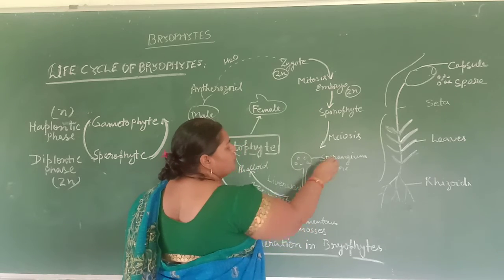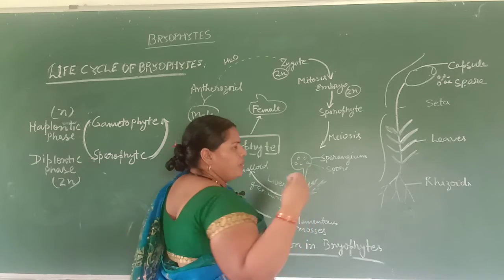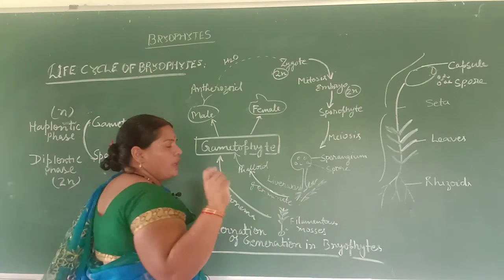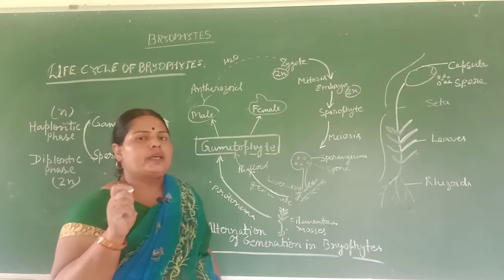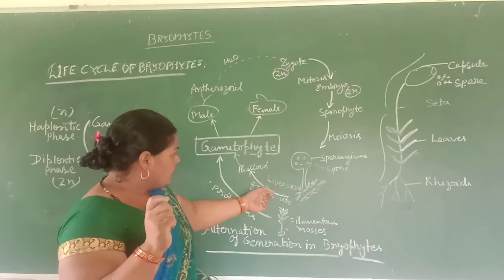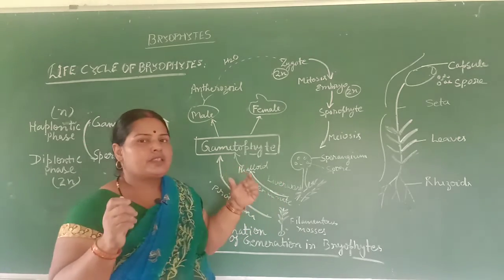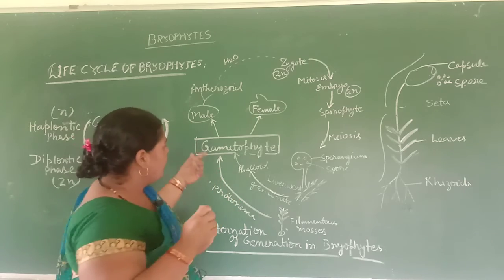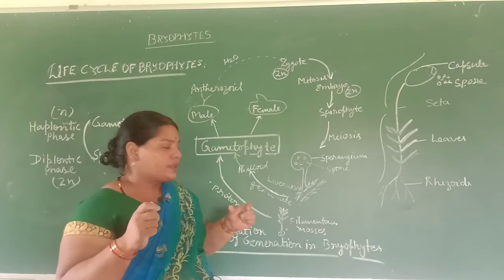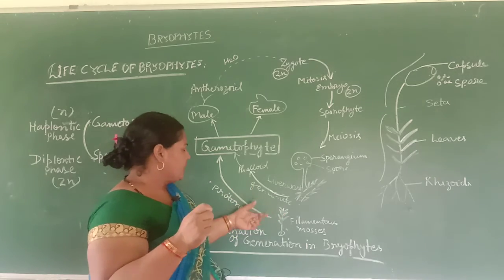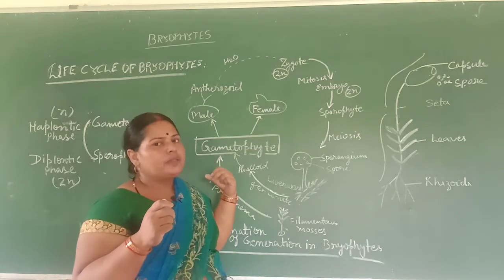With the rupture of the sporangium, spores go outside, and with favorable conditions, there are two types of bryophytes we learn: first the liverworts, and second the mosses. In liverworts, the spore germinates into a thalloid structure and converts into the gametophytic stage. Mosses have a filamentous structure. With favorable conditions, protonema is formed and then converted into the gametophytic plant.